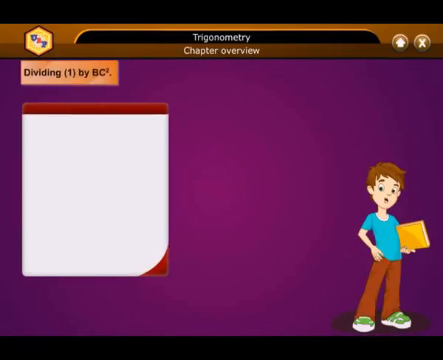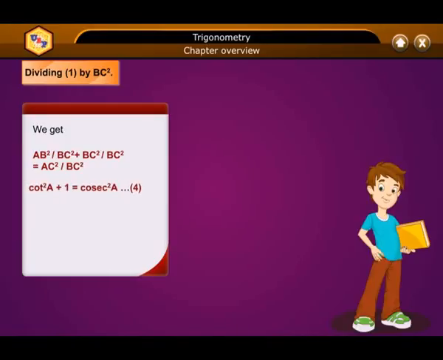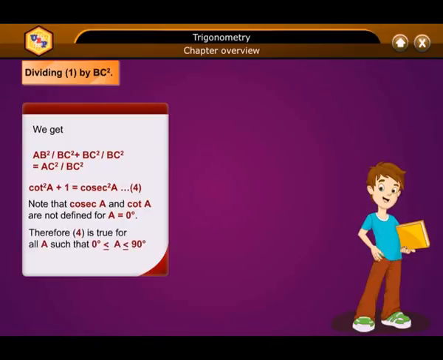Let us now divide 1 by BC square. We get AB square upon BC square plus BC square upon BC square is equal to AC square upon BC square. Cot square A plus 1 is equal to cosec square A. Note that cosec A and cot A are not defined for A equal to 0 degrees. Therefore, 4 is true for all A such that 0 degrees is less than A is less than or equal to 90 degrees.